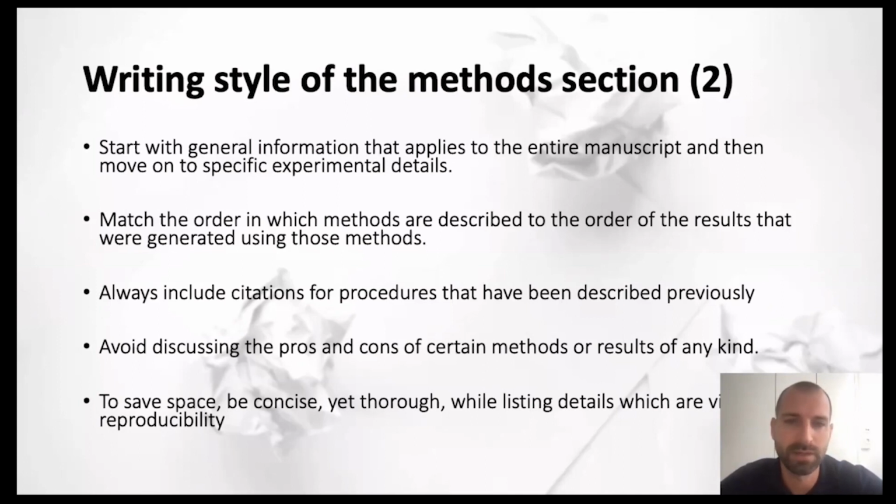Include references to methods that have been described previously, and don't go back into describing these in detail again. Do not discuss pros and cons of certain methods that you have employed. The method section is not suitable for this. This can be done in the discussion section if you feel that some of these experiments warrant further explanation in terms of choice of methods. So be concise while listing all the details that are vital for reproducibility. The method section shouldn't be overly long. Please be aware that you can use supplementary details or supplementary methods to describe certain protocols and experiments in the detail that they actually require, if these are lengthy.